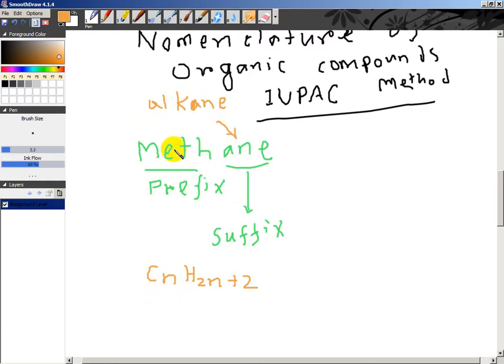So in a chain, meet means prefix. Prefix meet means one carbon in the chain. So I'll put n equal to one. So what will happen? Carbon is 1, and if n equal to 1, 2 into 1 is 2, plus 2 is 4, so CH4. So methane's structural formula is CH4.